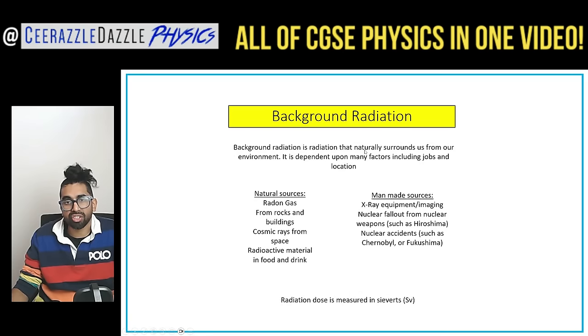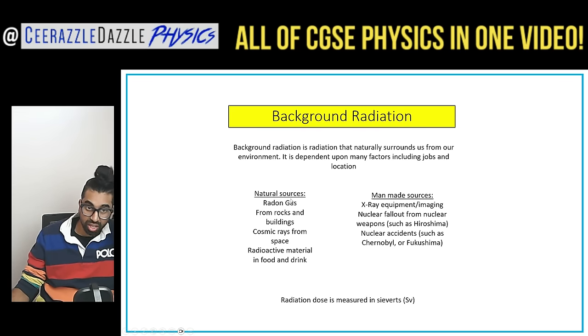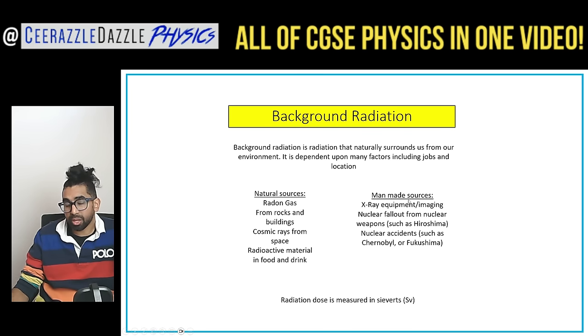Right, background radiation. Background radiation is the radiation that naturally surrounds us from our environment. It is dependent upon many factors, including jobs and location. These are the naturally sourced ones over here: radon gas from rocks and buildings, cosmic rays from space, radioactive material in food and drink. Man-made ones, so if you do these jobs or you're around these areas, you will get exposed to more radiation: X-ray equipment, imaging, nuclear fallout from nuclear weapons, so if there's a nuclear disaster in the area, nuclear accidents such as Chernobyl or Fukushima. Obviously if you live near a nuclear power plant which collapsed, you'd have more radiation. The radiation dose is measured in sieverts, capital S, lowercase v.